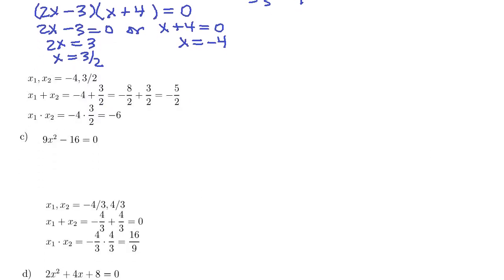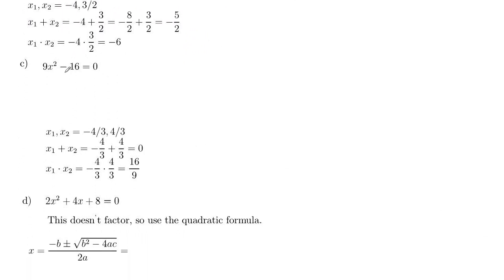Try another one. 9x squared minus 16. I notice 9's a perfect square, 16's a perfect square. This looks like a difference of two squares. So I'm going to try and factor here. So the 9x squared, I'm going to break down as 3x, 3x. And then 16's a perfect square, so I'm going to break that down as plus 4, minus 4. And double check here. Negative 12x, positive 12x, they cancel out.